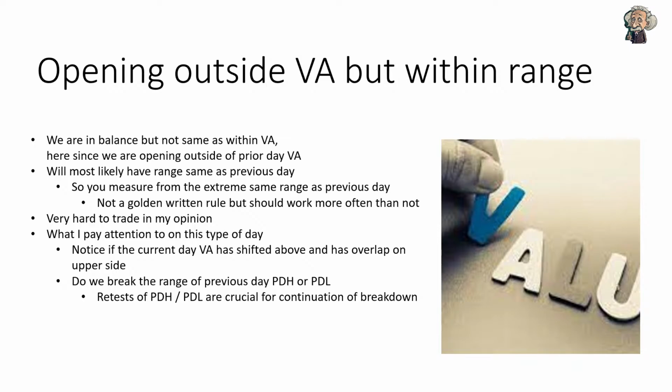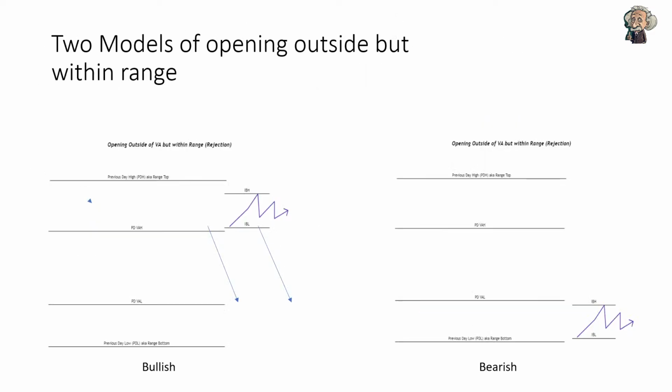Opening outside the VA, but within the range. We are in balance, but this is not within that 68%. It's leaning a little bit more bullish, right, versus bearish. So when you're opening above the previous day value area high, what does that tell you about the value area that you are out above? What does it tell you about this value here?